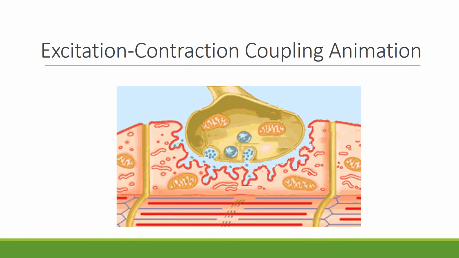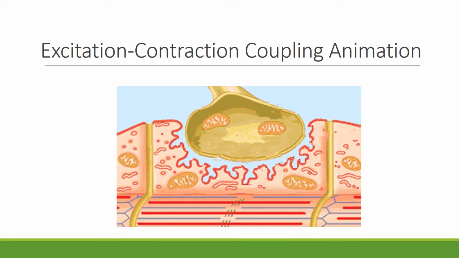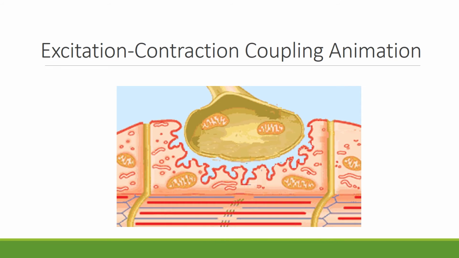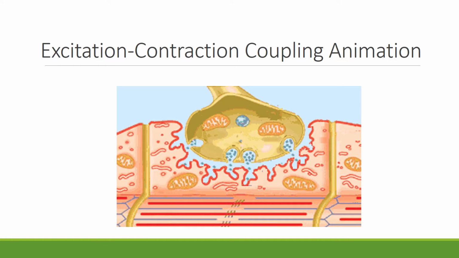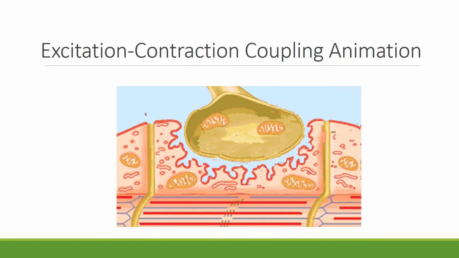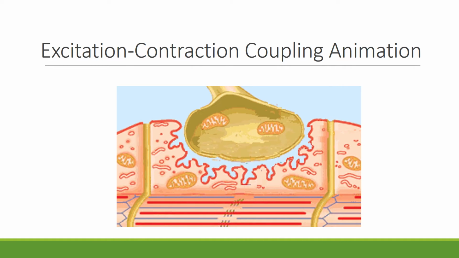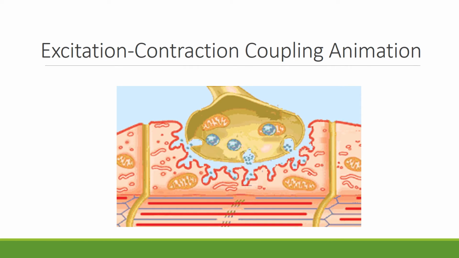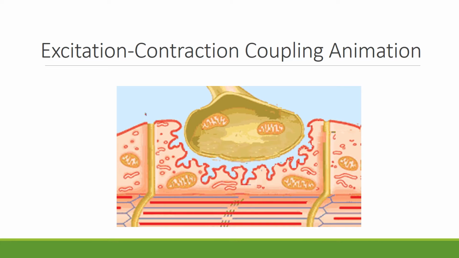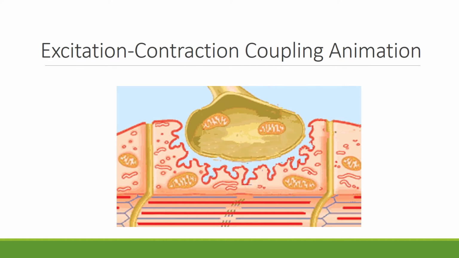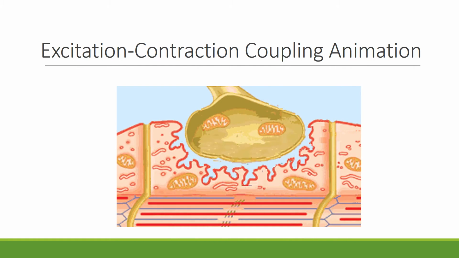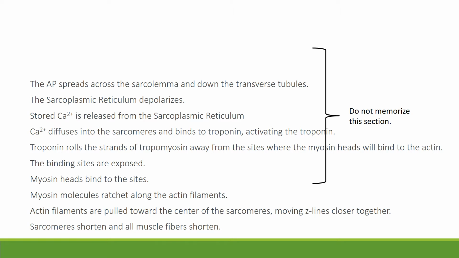The yellow structure at the top is the terminal end of the axon. Remember, the axon is part of a neuron, which is where the electrical impulse originates. That impulse travels down the axon to the end and releases chemicals that will cause the muscle to contract. You can see at the bottom of this the myosin and actin filaments. I just want to give you an overall picture of excitation-contraction coupling and the steps that occur.